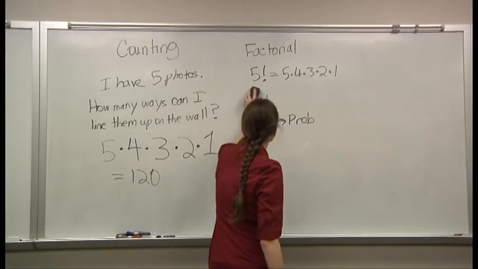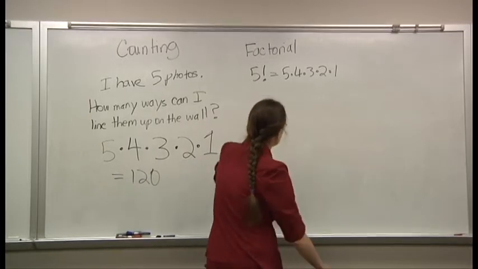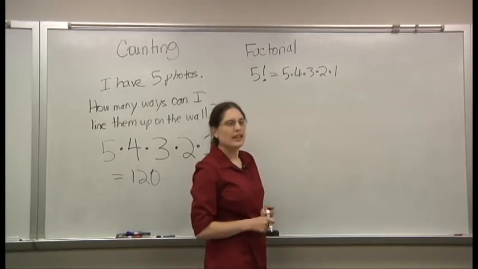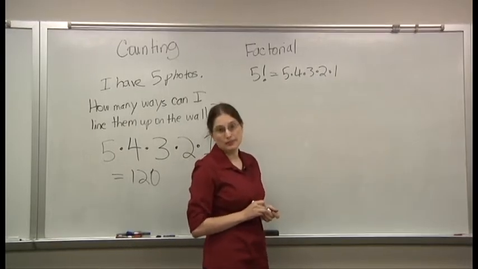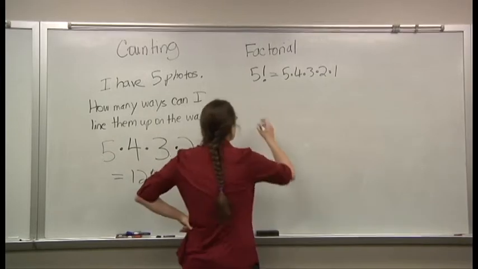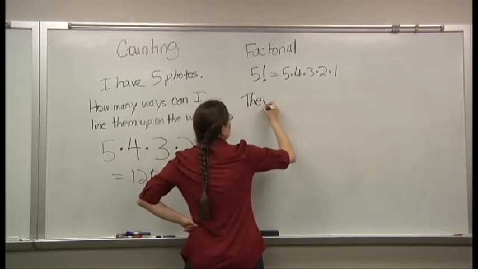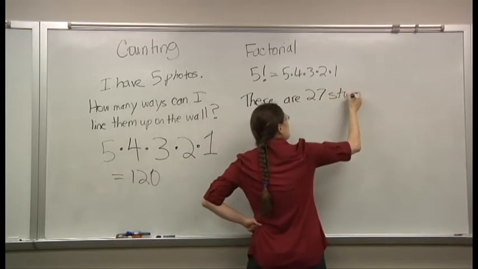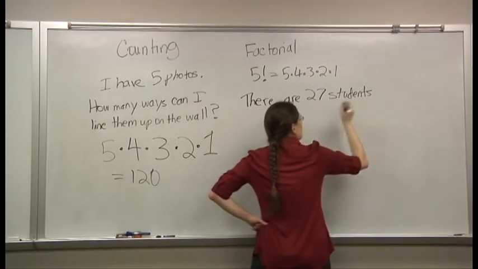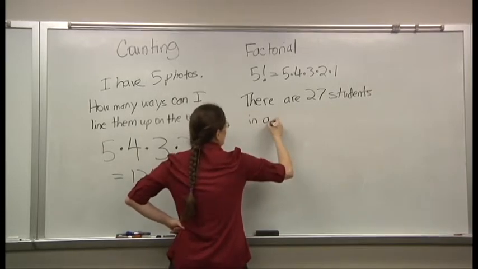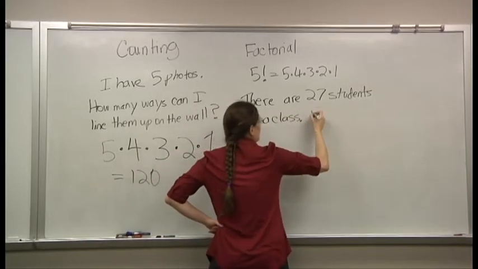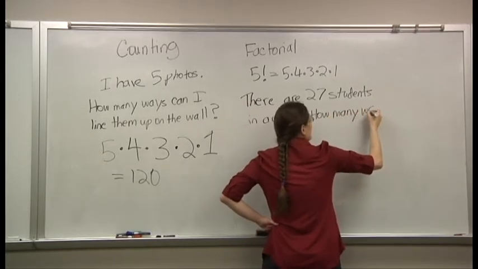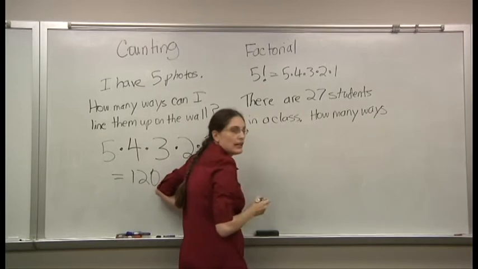So, or of course you could just multiply them. It doesn't take all that long. Unless, of course, I decide to be evil. There are 27 students in a class. How many ways can I line them all up?